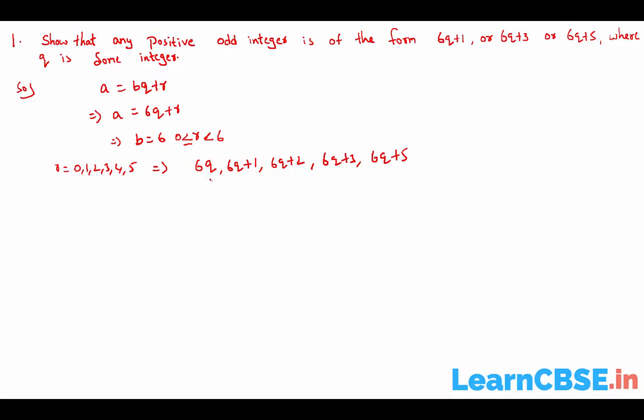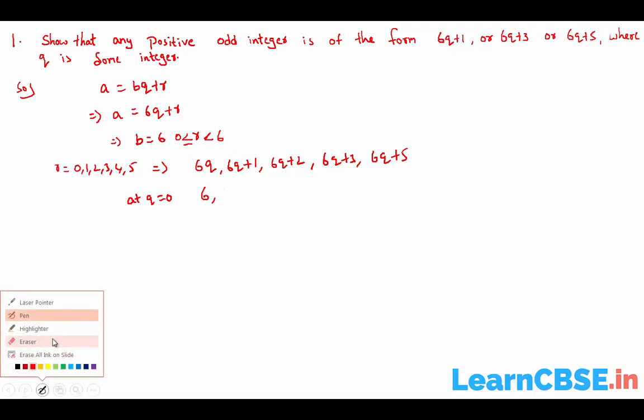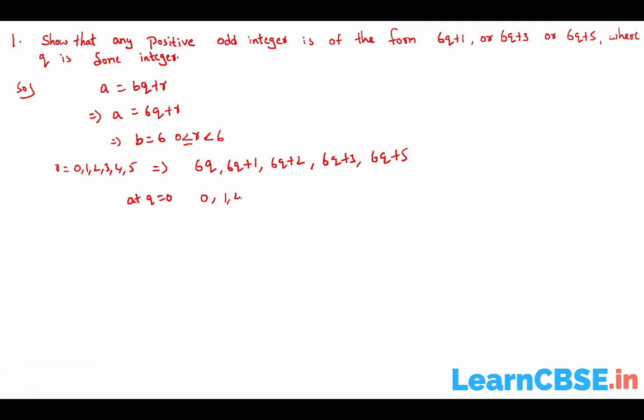Now if you change the value of q, at q equals 0, we get 6 into 0, directly you can write 0, 6 into 0 plus 1, 1, 2, 3, 4, 5. At q equals 1, you'll get 6, 7, 8, 9, 10. That means on changing the values of q, you'll get all positive integers along with 0. But we need only odd integers.